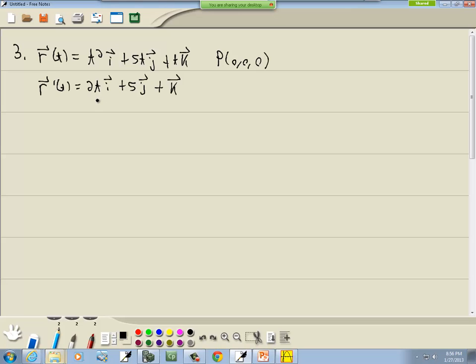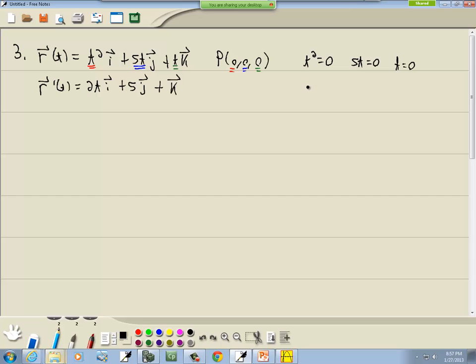Now, I want to find the tangent vector, so I can go ahead and plug in my t, but I need to find my t. This right here is our x value, and this right here is our x value. So we'll set those equal to each other. So I got t squared is equal to 0. This is our y value, and this is our y value. So I got 5t is equal to 0. And this is our z, and this is our z, so t is equal to 0.